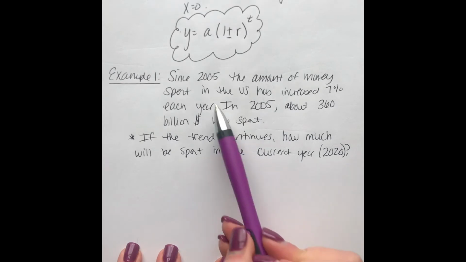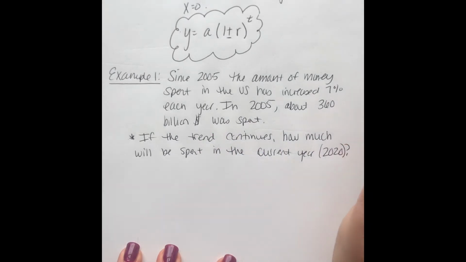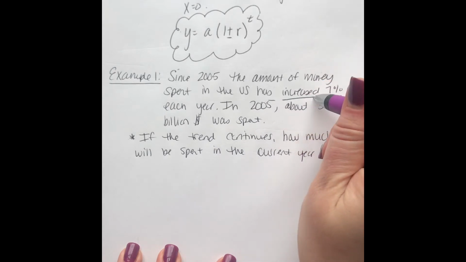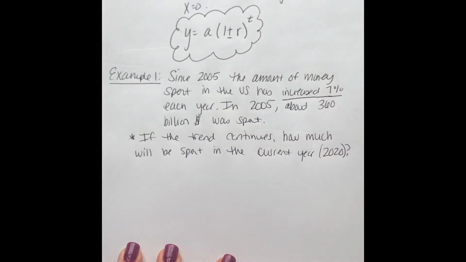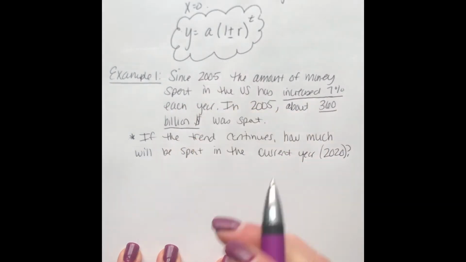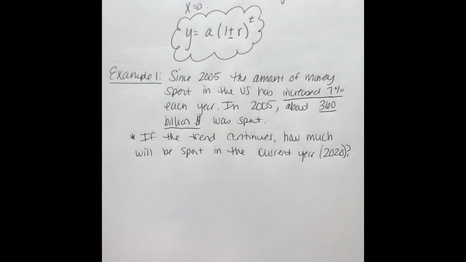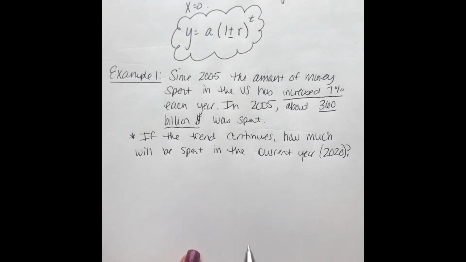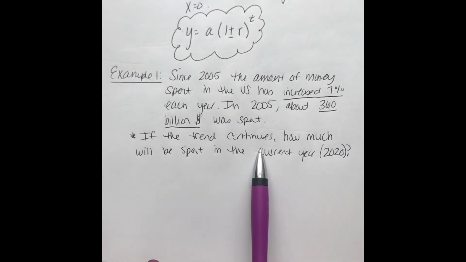All right, so let's go back to the word problem, and I'm going to underline some key information. 7% increase. So if you're increasing something, that means you're adding it. And it started off with $360 billion. So we're not going to write the 360 billion with all those zeros. We're just going to use 360, and then our label is going to be billions of dollars. All right, so if the trend continues, how much will be spent in the current year?